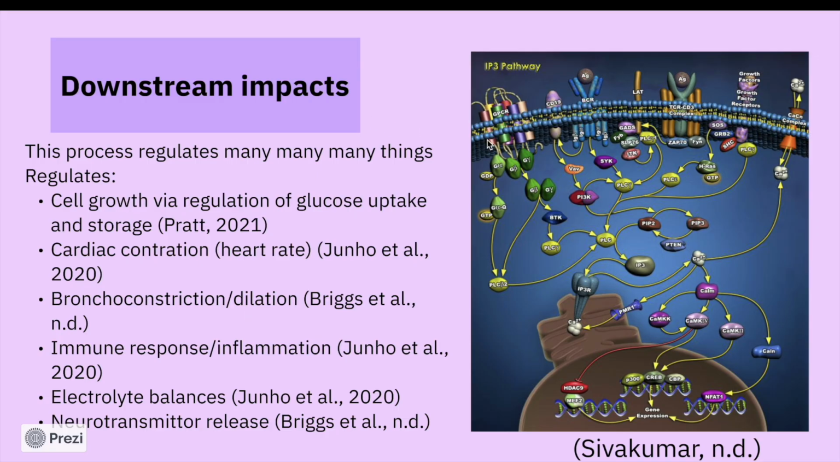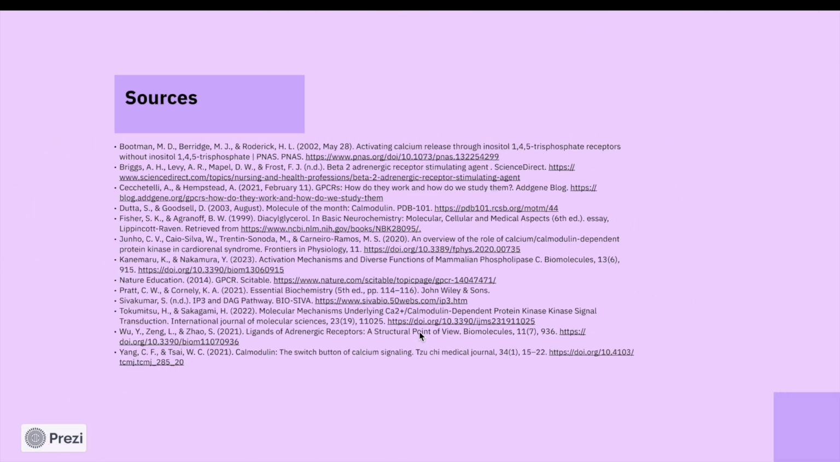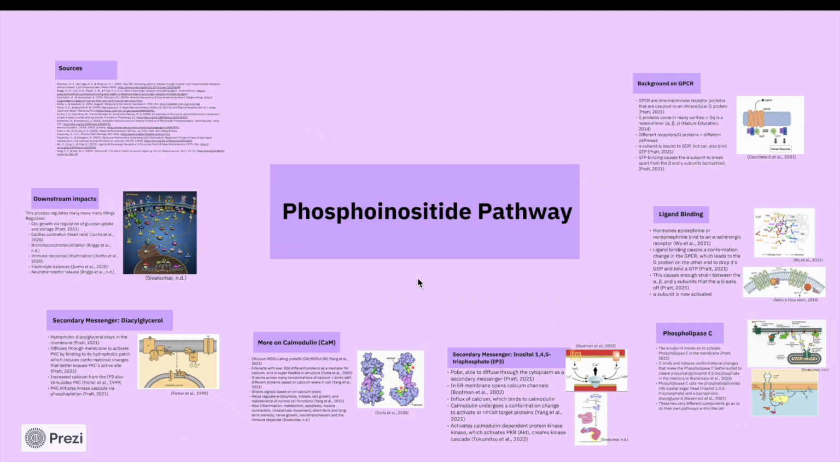It's going to go from epinephrine just binding to this GPCR to all these effects in your cell, and that's due to this pathway right here, phosphoinositol. So here are my sources, and that was the phosphoinositide pathway.